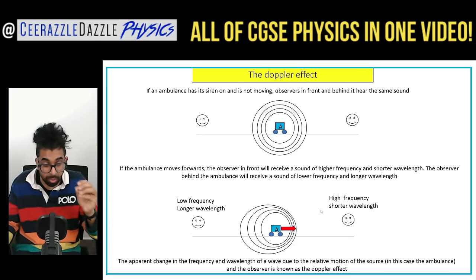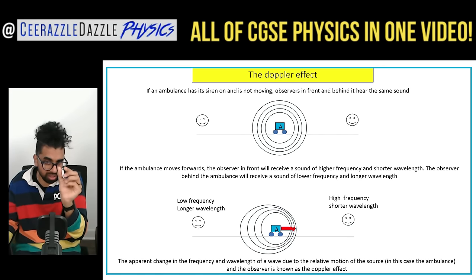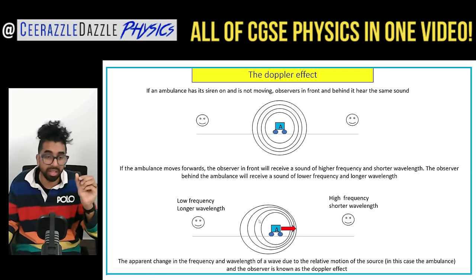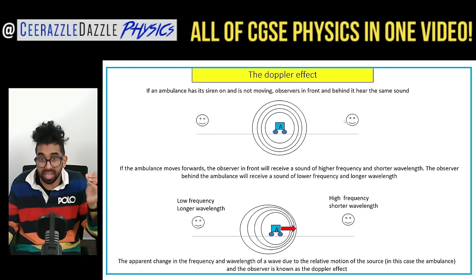So the person on the right will observe a higher frequency and a shorter wavelength. It is a shorter wavelength because the distance between each one is shorter. The person behind, watching it leave, is going to experience a lower frequency because the wavelength has been stretched out. This is known as the Doppler effect. The apparent change in the frequency and wavelength of a wave due to the relative motion of the source, in this case the ambulance, and the observer, is known as the Doppler effect. So make sure that you understand it's due to the relative motion of the source and the observer.